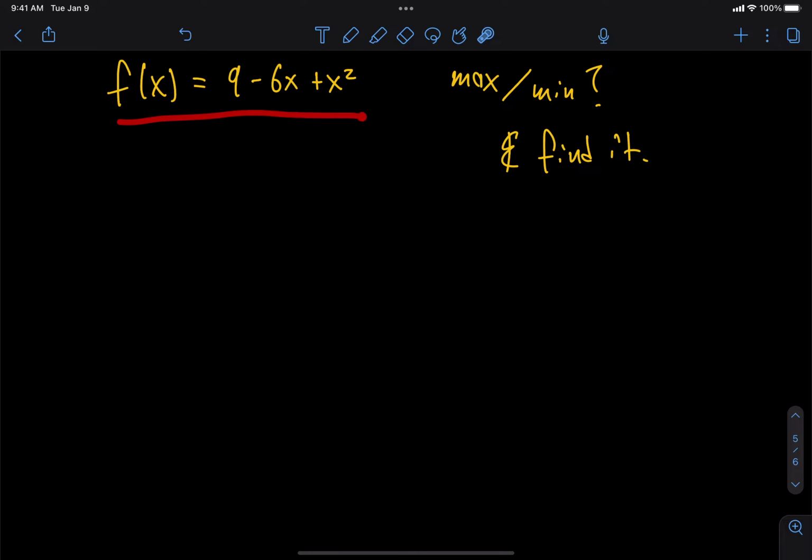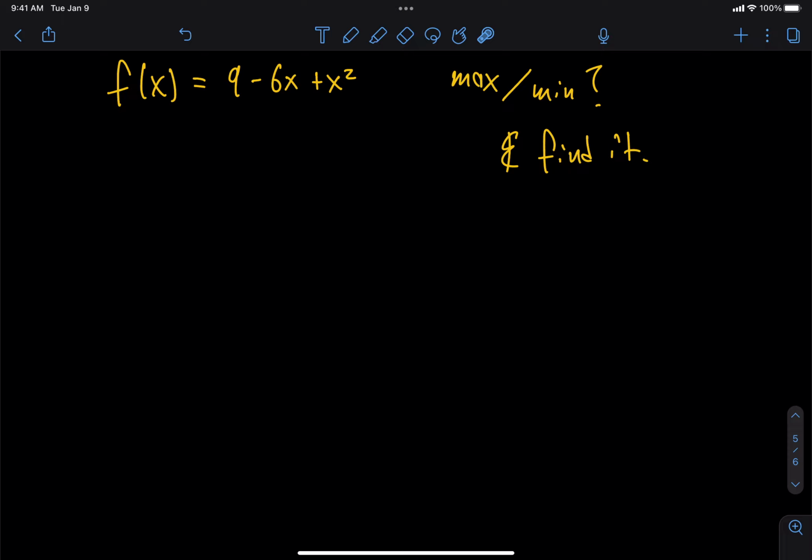So let's talk about this function. f(x) = 9 - 6x + x². The question is, does this function have a maximum or a minimum value? Well, what do we think about that? Is this function going to have a maximum or a minimum value? I'm hearing maximum and minimum. Can someone who said one of those justify your answer?